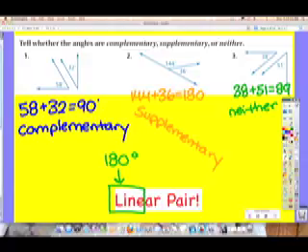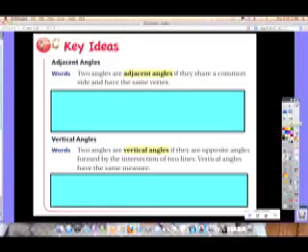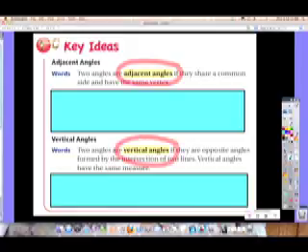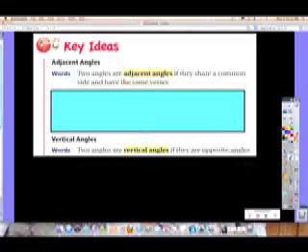2 more vocab words. Will you write down this, adjacent angles, and this, vertical angles? I think what I'm going to do, I'm going to clear the board, and the angles are first. All right, adjacent. Definitely a vocab word. Might even come up in your English class. Adjacent, I'm going to model this.